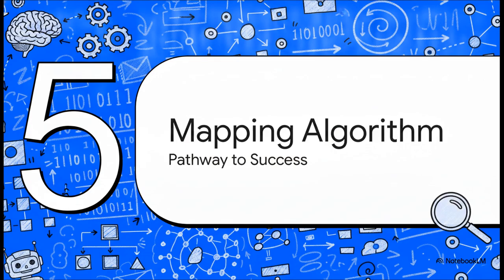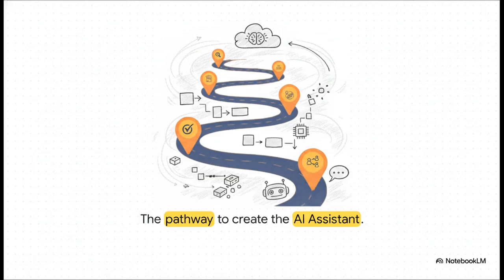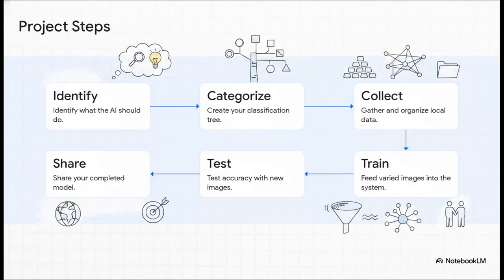Finally, Section 5, Mapping Your Project Algorithm, the pathway to success. Let's look at how all these pieces fit together into a solid plan. Every successful software engineer out there uses a blueprint. You can think of your algorithm like a winding road leading to success, because really an algorithm is just a step-by-step set of instructions to solve a problem. Just like driving down a road, you have to hit specific milestones in the exact right order to actually reach your destination. The chapter breaks this journey down into 6 very actionable steps.